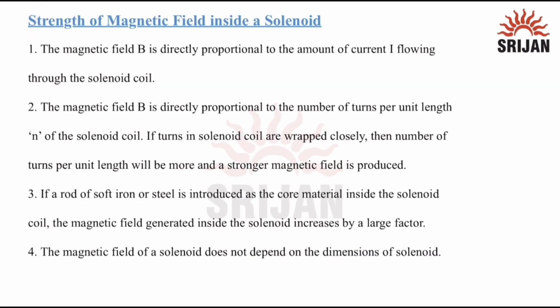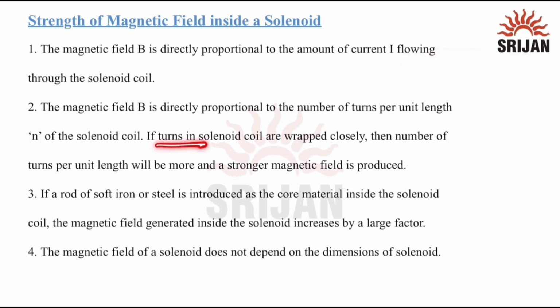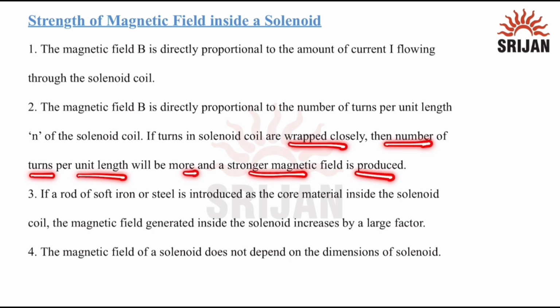Now, strength of a magnetic field inside a solenoid. The magnetic field B is directly proportional to the current flowing through the solenoid coil. Secondly, the magnetic field is directly proportional to the number of turns per unit length. Turns per unit length is denoted by small n, and magnetic field is directly proportional to small n. So if the turns in a solenoid coil wrap closely, then number of turns per unit length will become more and a stronger magnetic field is produced.